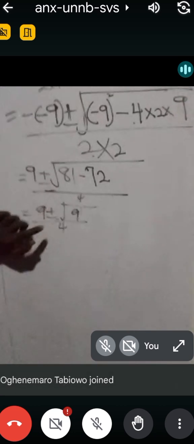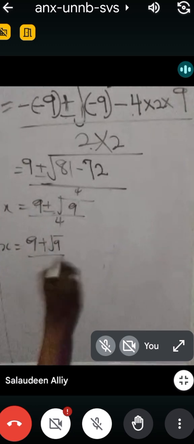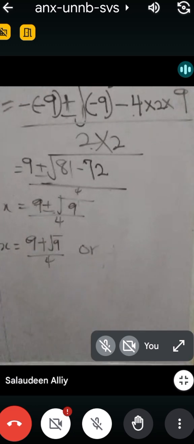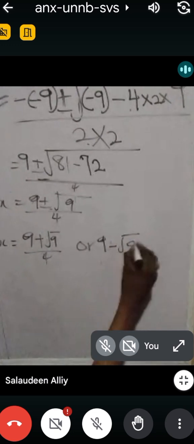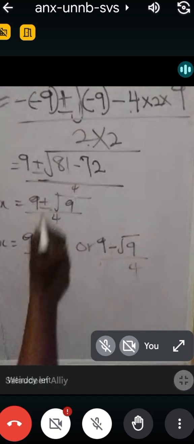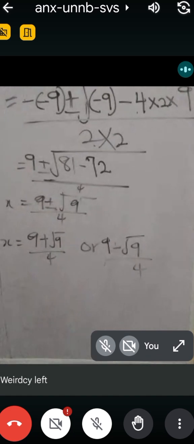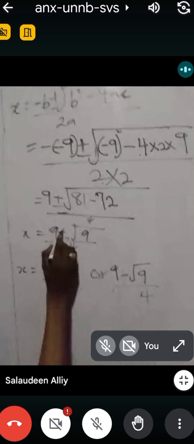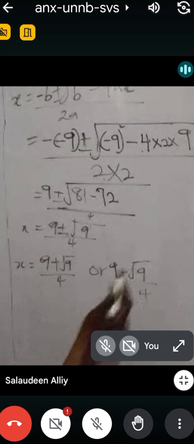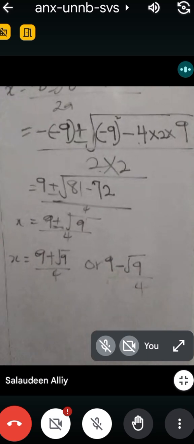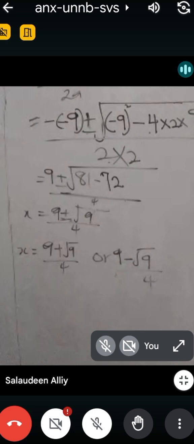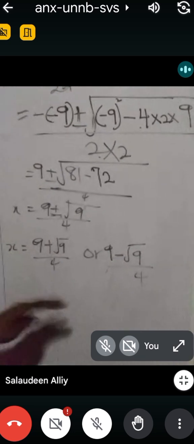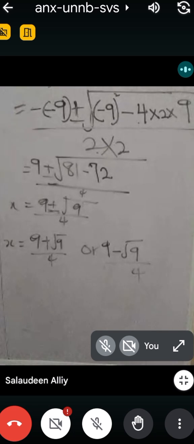So this is where you should note this thing very well. I'm going to split it now. You know we have plus or minus. So definitely x is going to be 9 plus square root of 9 over 4, or 9 minus square root of 9 over 4. I used this plus here and this minus on the other side. That's the only thing that always confuses some people in quadratic equations, but you should not be confused. Plus in the first place and minus the other side. That's why I split it up at the start. When we were doing factorization method, we said this or that, so that "or" is also applied there.